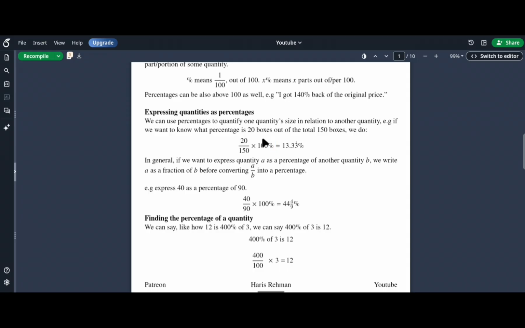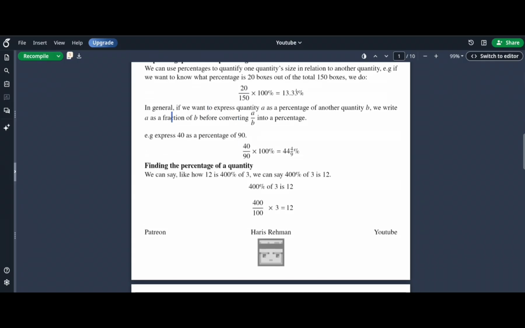So it means we are multiplying by 1 here, but because of how percentages work, we multiply by 100 and we keep the percent. It's a way to show that dividing by 100 gets the original fraction. In general, if you want to express quantity A as a percentage of another quantity B, we write A as a fraction of B before converting A over B into a percentage.